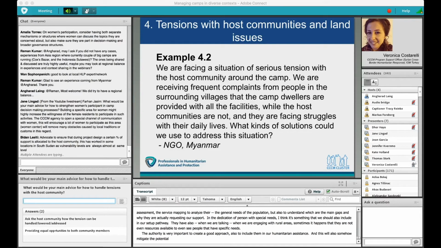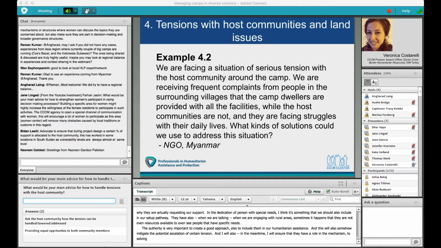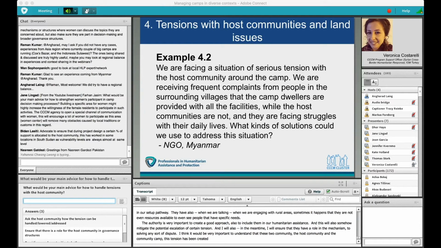In the meantime, I will also assess the role of those communities and ensure that they have a voice in the governance mechanism and structure, especially concerning the resolution of any social disputes. Something I think it will be very important to understand is whether the tension between these two communities, the host community and the community in camps, has been in place for years, or is a tension that has been established by our activities because they feel that their needs are not being included.